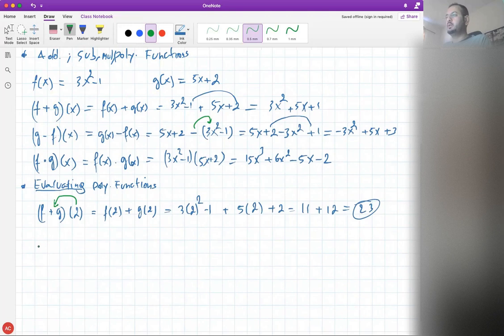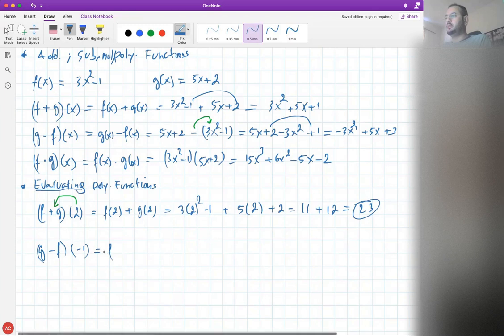And let's do another one. This time maybe g minus f of some number, let's say -1, for example. g minus f of -1. What does that mean? You subtract f from g and plug -1 into x. So if we split it, it's going to be g of -1 minus f of -1.